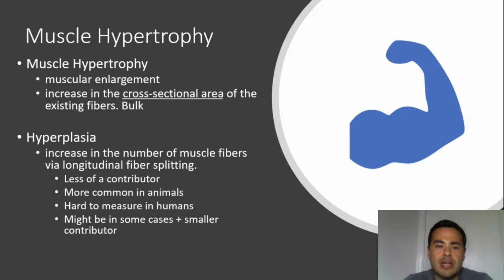There's also hyperplasia, which is basically the increase in fibers because of the fiber splitting that happens. So a fiber will split and then it'll start to grow off into its own fiber and then continue to grow from there. This is thought to be a little bit less of a contributor to overall hypertrophy, a little bit more common in animals. It's hard to measure in humans. It has been shown to happen, but it might just be a smaller contributor.